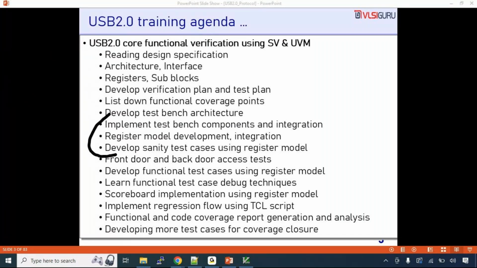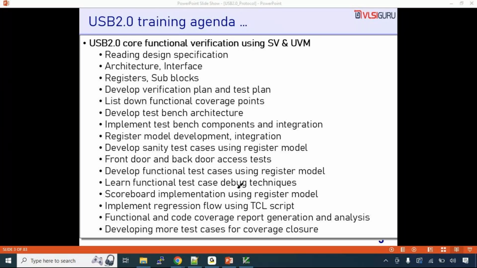Then we'll also focus on front door and back door access test cases as part of the register model. Then we'll also learn how to develop functional test cases. During this training, we will learn how to do functional test case debug. Let's say some test case is failing. How do we approach the debug? One way is using RTL files, one is using the data flow window, one is using the schematic. So we'll be learning the different ways of debug.